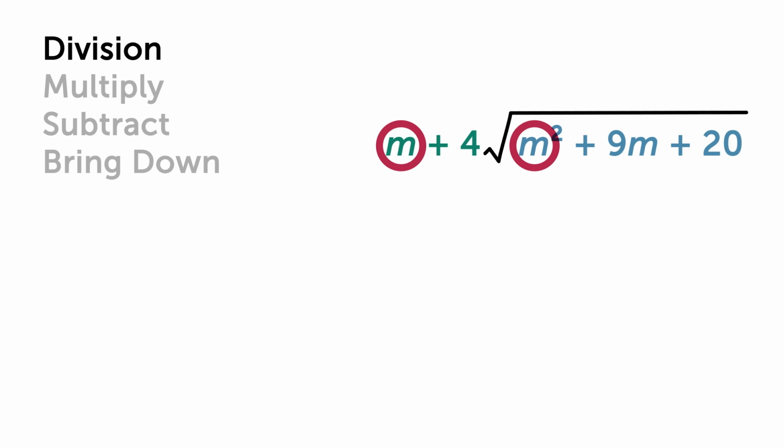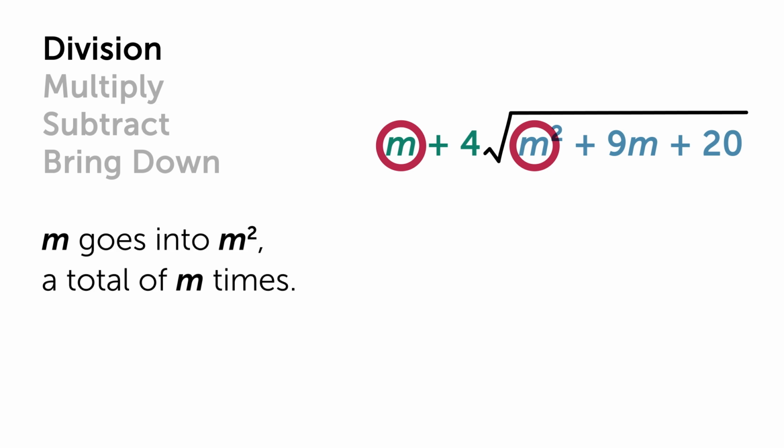For this problem, we need to divide the m term into m squared. Recall that the factors of m squared are m times m, so the number of groups of m contained within m squared is m. Place the m representing the number of times that m goes into m squared above that term in the dividend. This is the first term of the quotient.